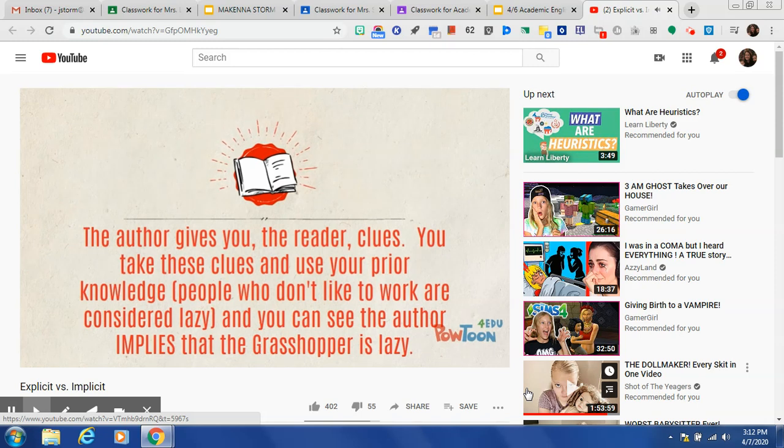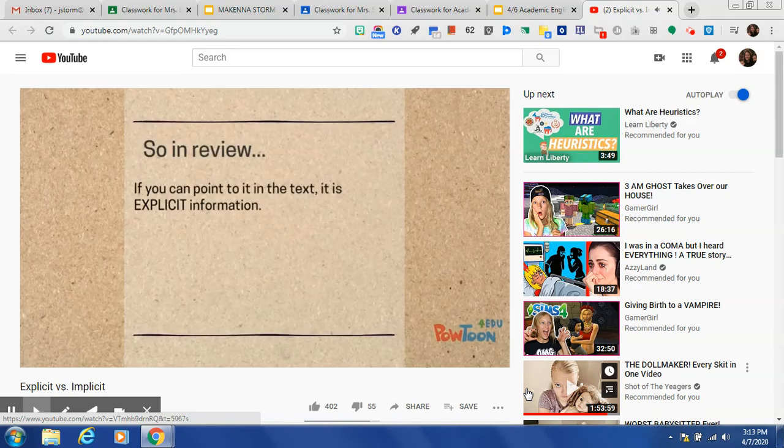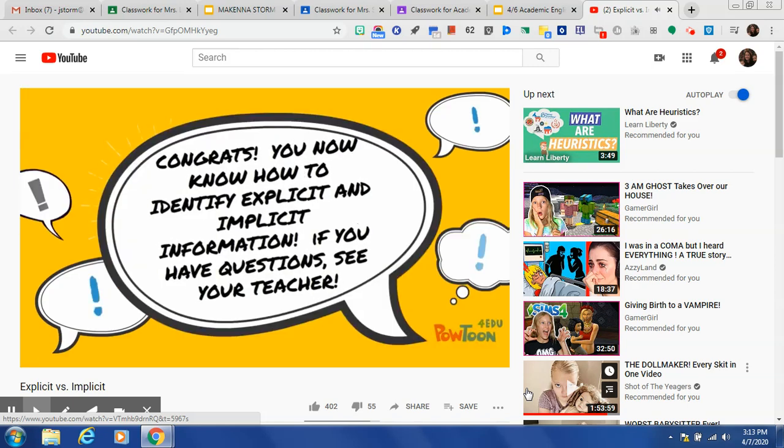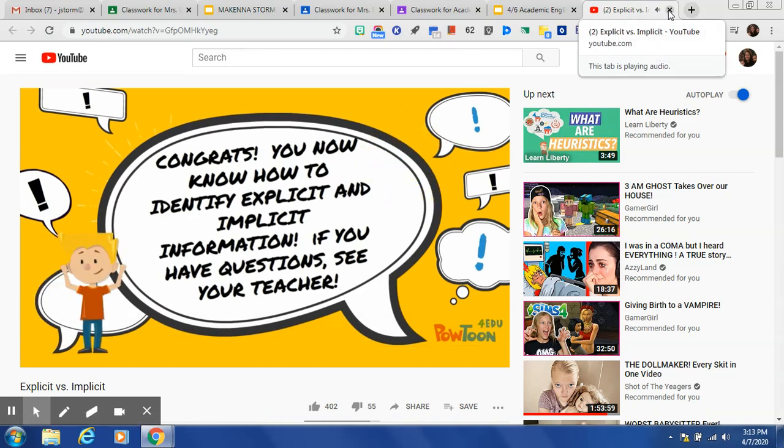So the author is giving you, the reader, clues in their explicit text. And you take those clues and use your prior knowledge, such as people who don't like to work are considered lazy. And you can see the author is implying the grasshopper is in fact lazy. So if you can use any of the explicit information the author gives you to support an inference, you've identified implicit information in the story. So to review, if you can point to it in the text, it's definitely explicit information. And if you can use that explicit information to support an inference, then it's implicit information. So congrats! You now know how to identify explicit and implicit information. If you have questions, see your teacher.